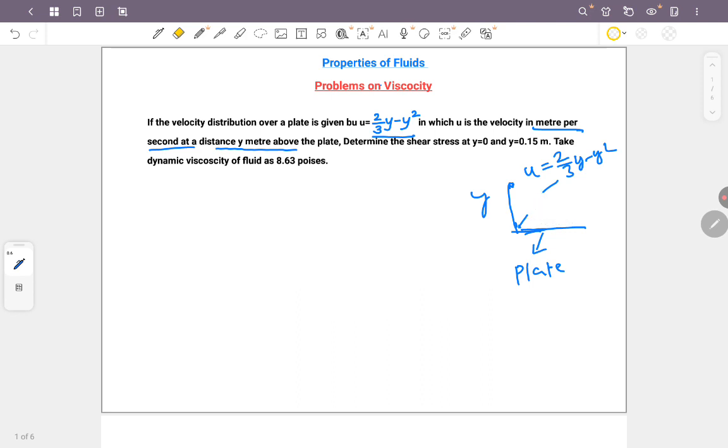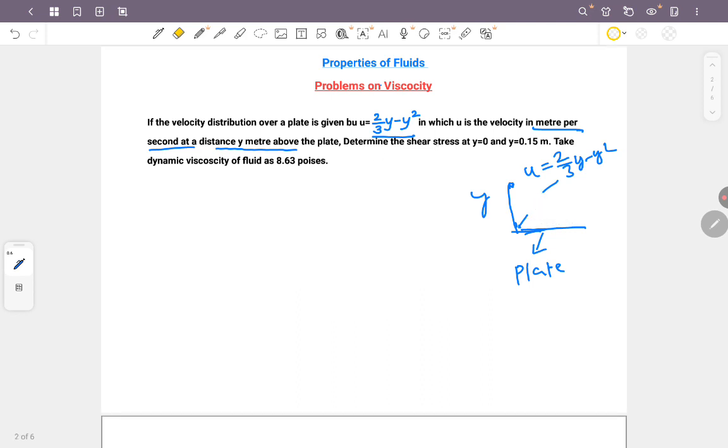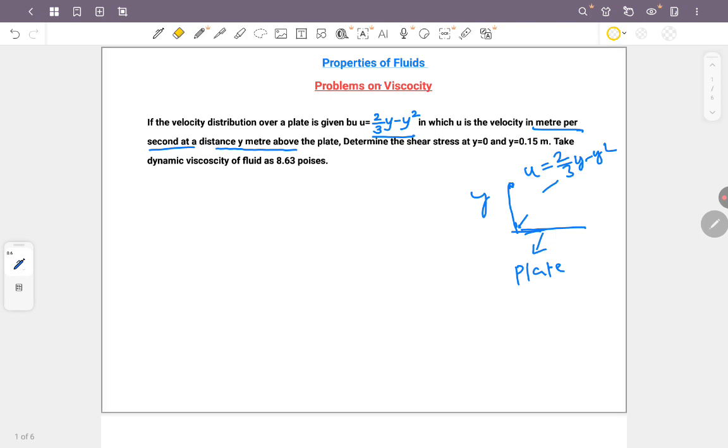So you have to determine the shear stress at y equal to 0. When y is 0, what will be the shear stress? Shear stress is denoted by tau. And when y equal to 0.15 meter, what will be the shear stress? So you have to find out these two shear stresses. This is the problem given.